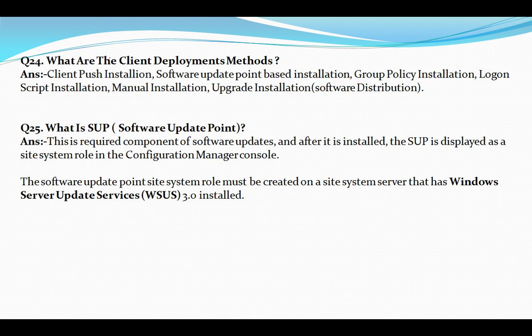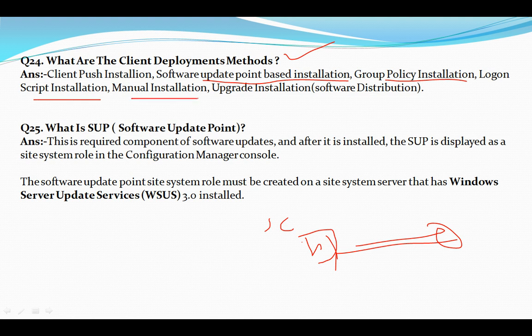What are the client deployment methods? Now you have a server here, this is your SCCM main server, and you have one computer. How can you deploy the client to this client computer? Client push installation, software update point based installation, group policy installation, logon script method, manual installation, upgrade installation, software distribution. So there are multiple methods we can use for client deployment.